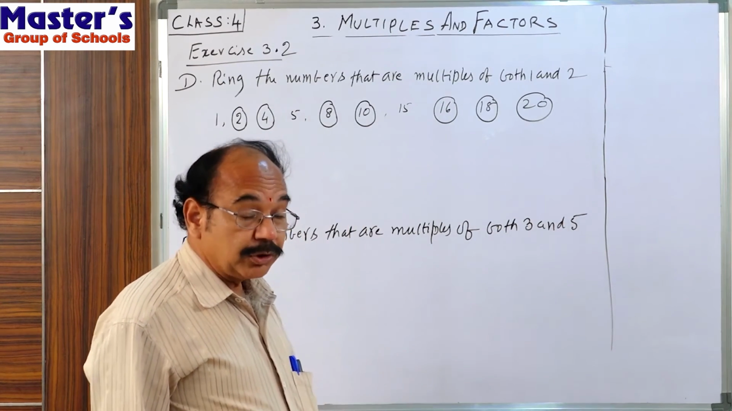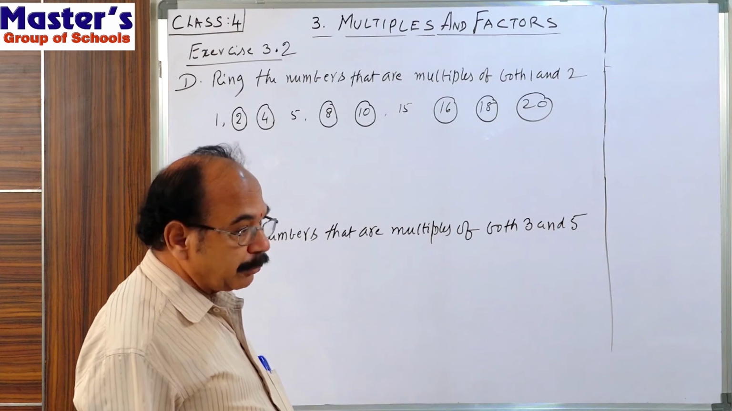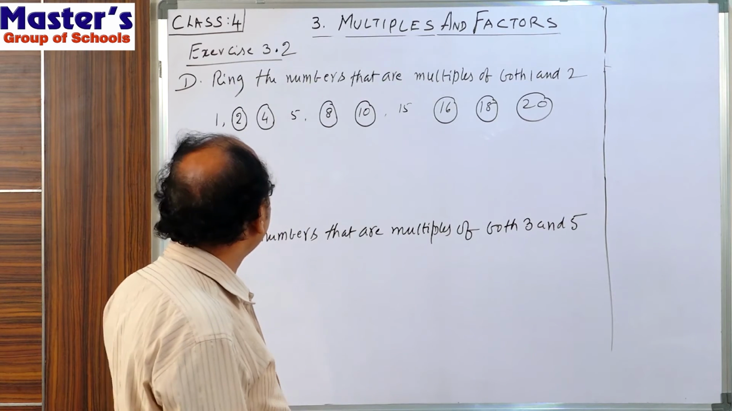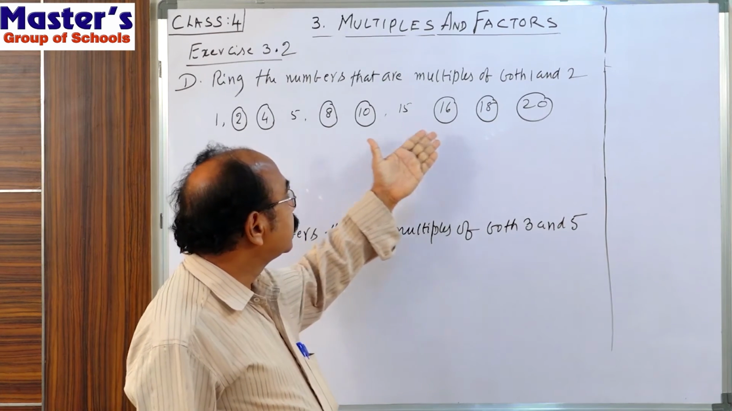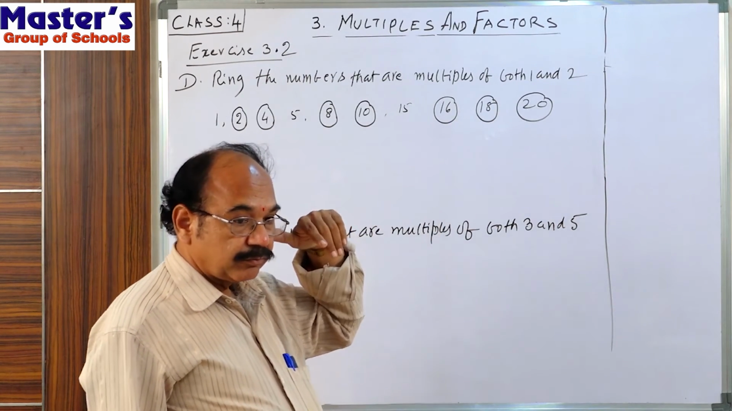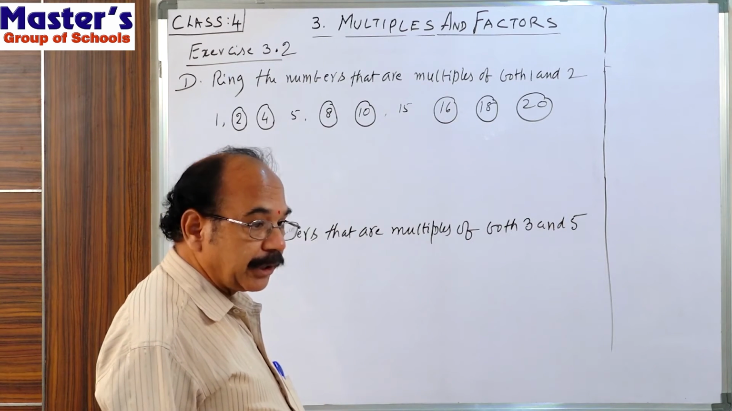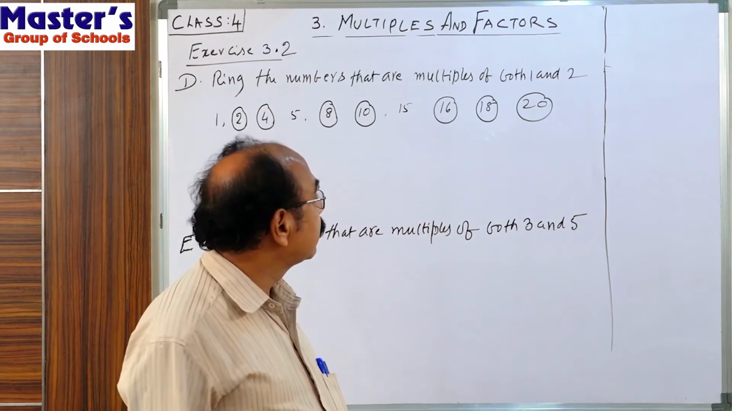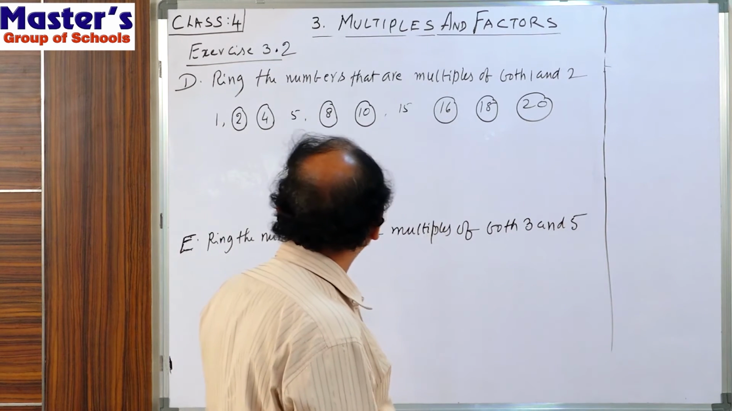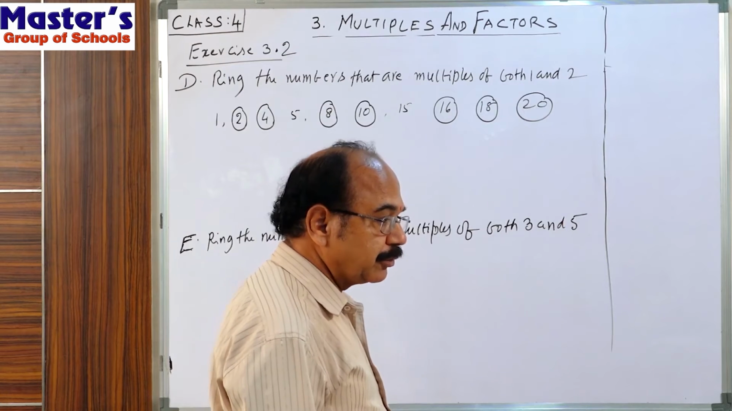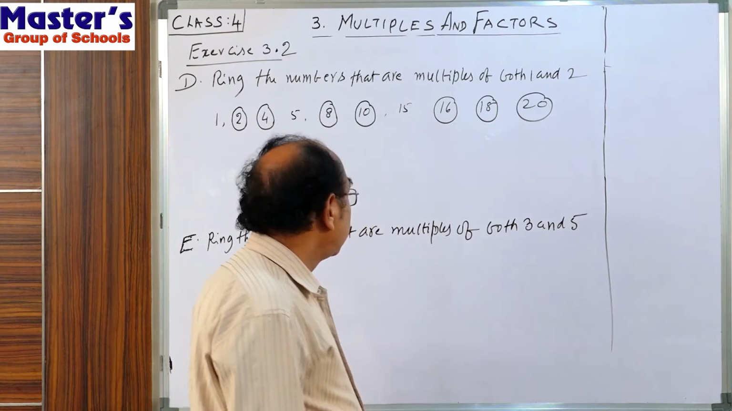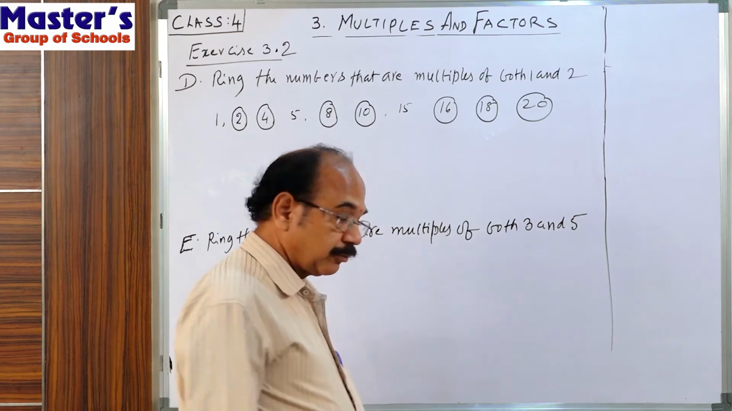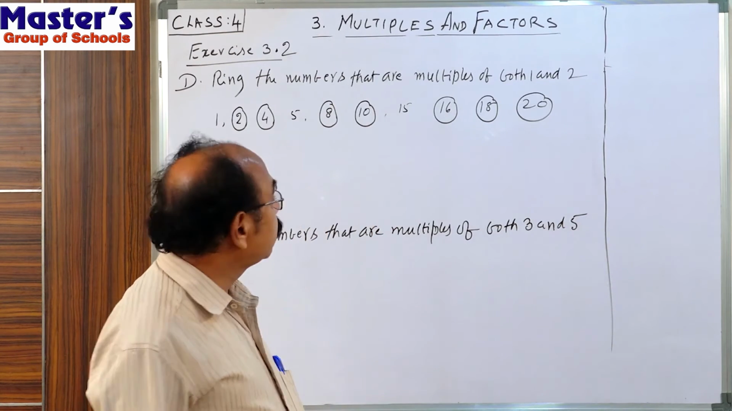And 2, both 1 and 2. In the two tables you must get these numbers. Reading the two tables, you can get 2, 4, 8, 10, 16, 18, 20. Okay, so the numbers which we circled, the numbers which we kept in the ring, are the multiples of both 1 and 2.